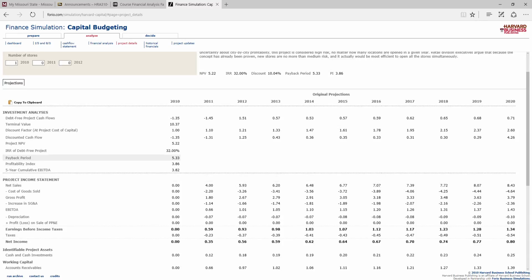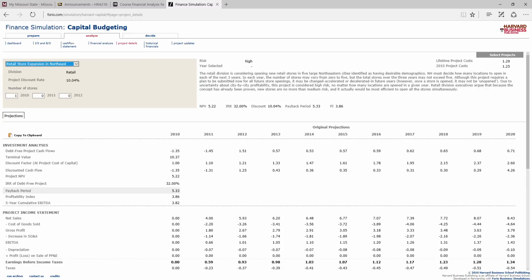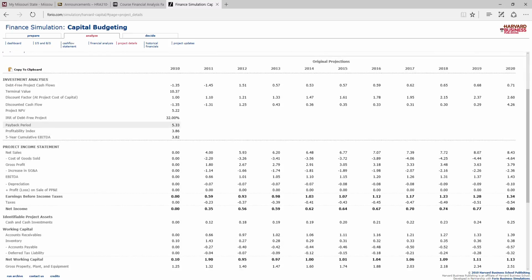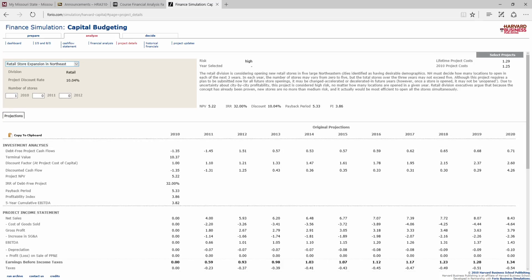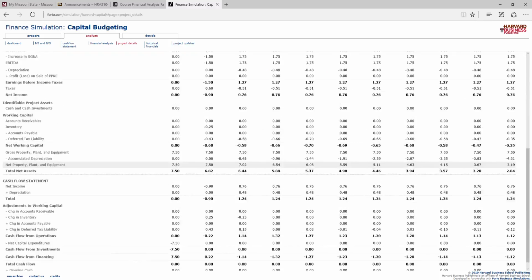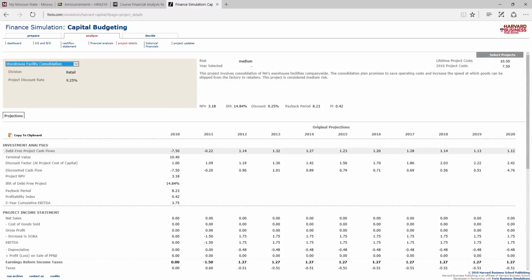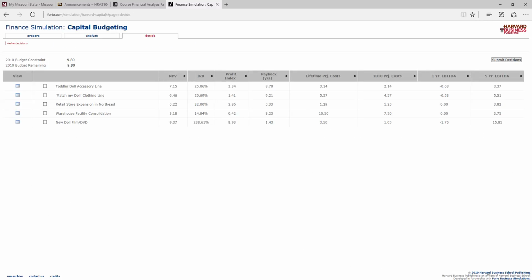Another thing you want to consider is the payback period for each of them, because you want the lowest payback period and the highest profitability index. With those combined, you will get your money back faster, and you will also be making more money on your initial investment. Same with any of these, you can click through, and that's how you make your decisions. Then you click over to the Decide button, and that is where you make your decisions.